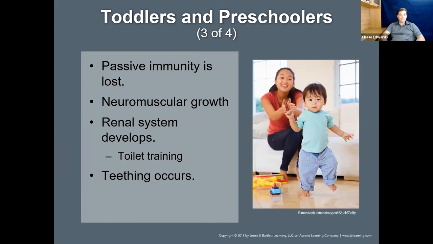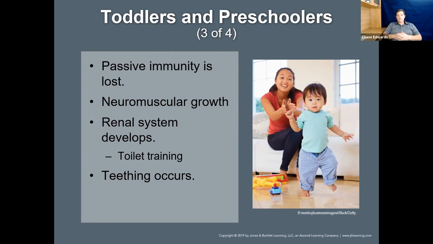So, also with toddlers and preschoolers, the loss of passive immunity occurs during this stage. Viral infections such as colds often develop that may manifest in GI distress, or gastrointestinal distress, or upper respiratory tract infections. So, URIs or what have you, see them a lot.